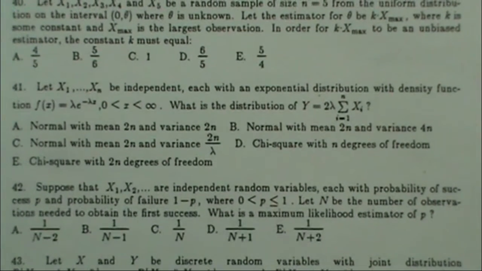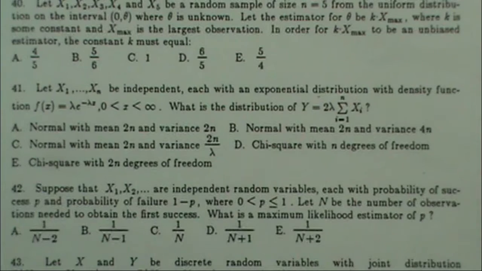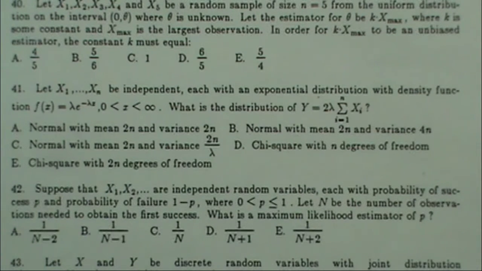Number 41: let X1 through Xn be independent, each with an exponential distribution with density function lambda e to the minus lambda x, where x is positive. What is the distribution of Y equal to 2 times lambda times the sum of the Xi?